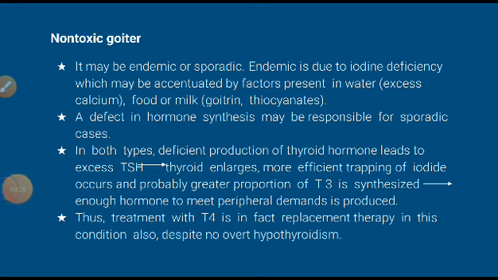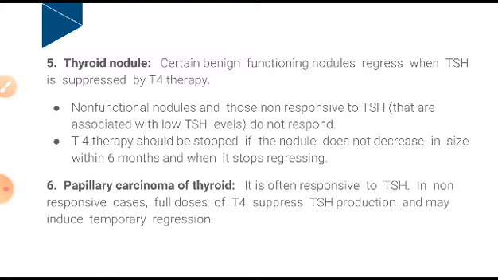So, I hope you understood why the goiter happens, because there is a deficient production of thyroid hormone. So, what will happen? More TSH will come. To produce more TSH, more cells have to be formed. So, the thyroid gets enlarged. Next is thyroid nodule. Certain benign functioning nodules regress when TSH is suppressed by T4 therapy. Non-functional nodules and those non-responsive to TSH do not respond. T4 therapy should be stopped if the nodules do not decrease in size within 6 months, and when it stops regressing.